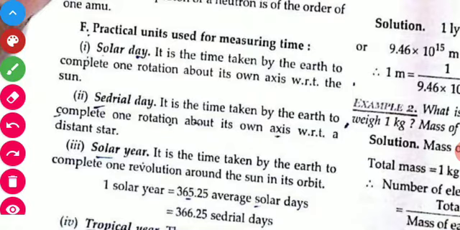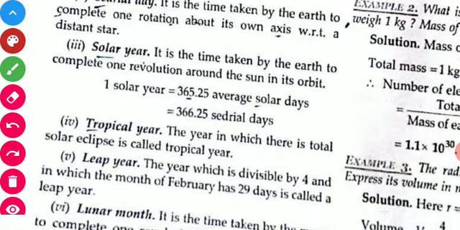Okay. The solar day is formed when we take the Sun as reference, and the sidereal day when we take any distant star as reference. After that, the solar year. We know that the Earth moves around the Sun in an orbit, and whatever the time taken by it to complete one revolution around the Sun is known as the solar year, and this is basically equal to 366.25.